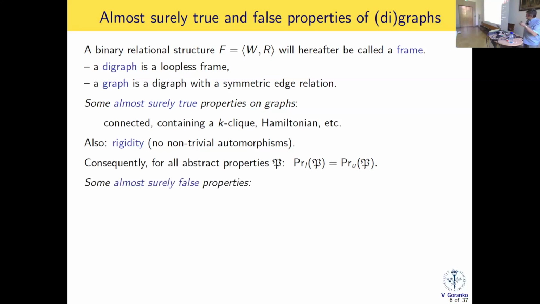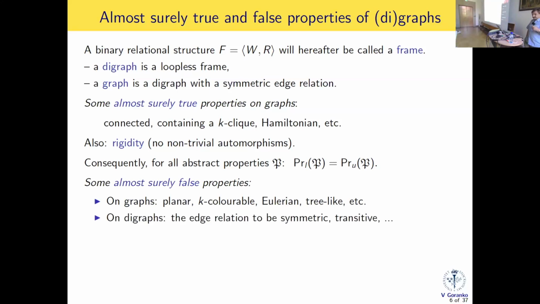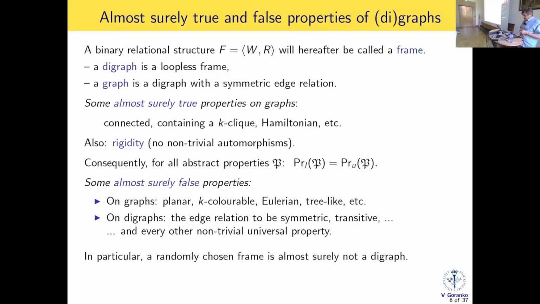So some examples of almost surely false properties would include, for instance, on graphs being planar, being k-colorable, Eulerian, tree-like, and so on. On directed graphs, for instance, the edge relation being symmetric or transitive, for any non-trivial universal property would be almost surely false. Not very difficult to see why.